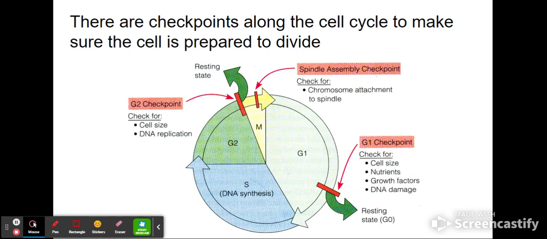If the cell doesn't have all of this stuff prepared for that checkpoint, like maybe your mom's like, hey, did you make your lunch? And you don't have your lunch, you've got to go back and make your lunch before you can leave. Same thing with the cell. If the cell's not ready, it's got to go back and fix that stuff before it can go on to the next part of the cell cycle.